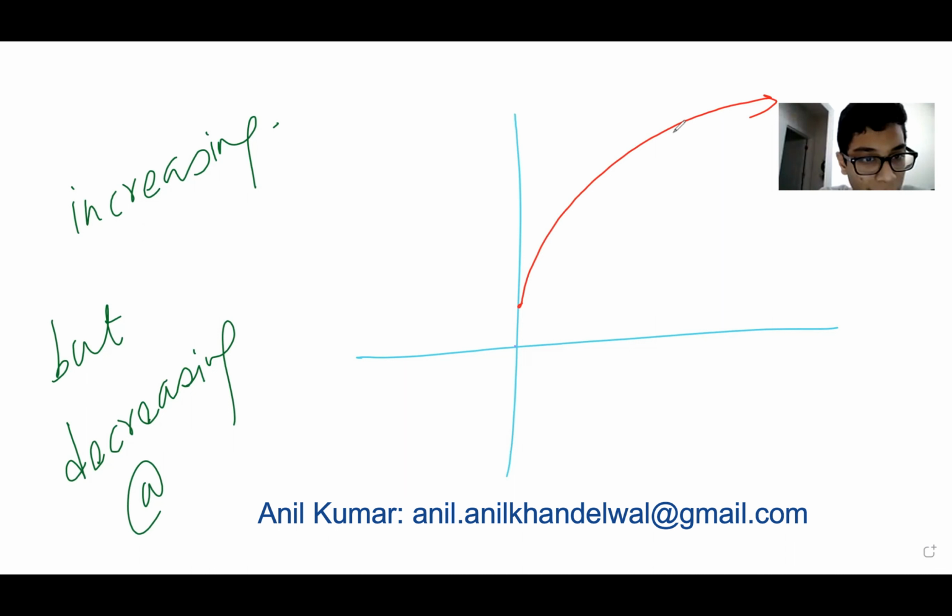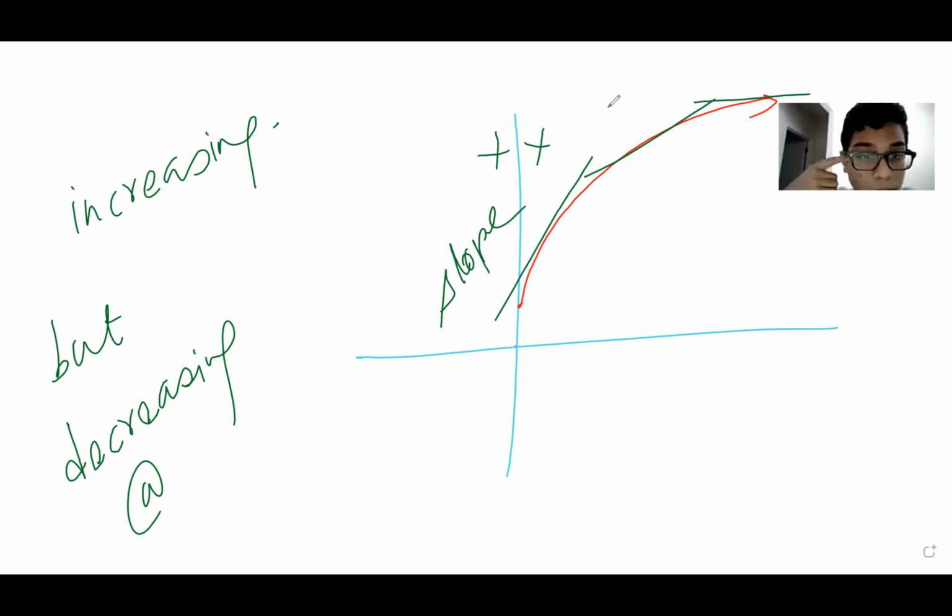If you look at it, you will see that at this point, rate of change is the slope. When we say rate of change, it is the slope, right? And the slope is decreasing. You see that? Slope is positive, very high positive, less positive, and almost zero, right? Almost zero here. So this is decreasing rate of change.